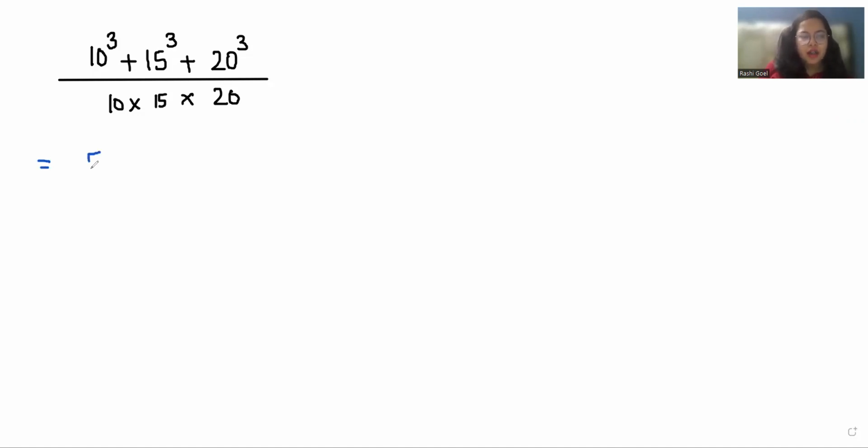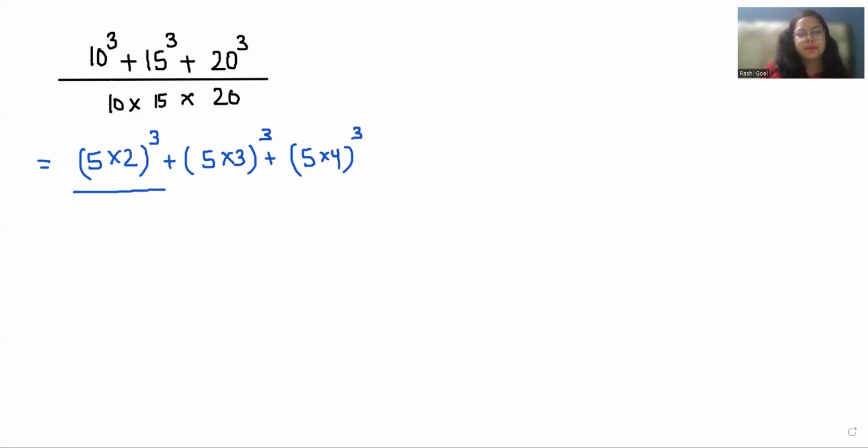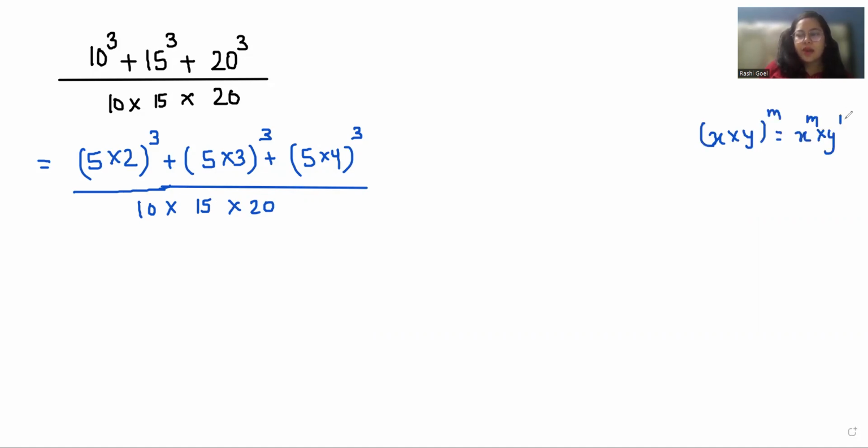So 10 we can write as (5 × 2)³ plus 15 as (5 × 3)³ plus 20 as (5 × 4)³ by 10 times 15 times 20. Now exponent rule: (x × y)^m we can write as x^m times y^m.